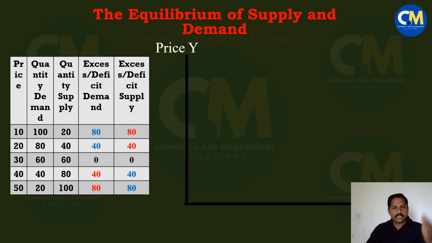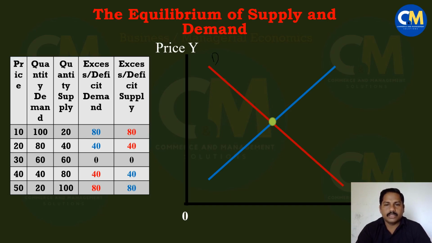As per this information, when price is 10, demand is 100, and when price is 20, demand is 80. The demand curve will always be downward sloping, as we all know, and the supply curve will always be upward sloping. This is the demand curve and this is the supply curve. Let us take the intersection point. At this intersection point, demand and supply are equal. So we can say that the equilibrium point is the point at which demand and supply are equal.